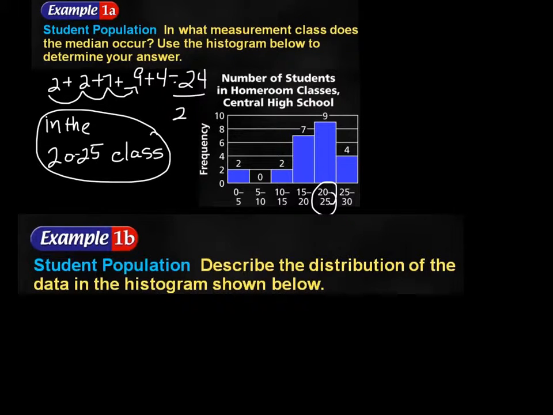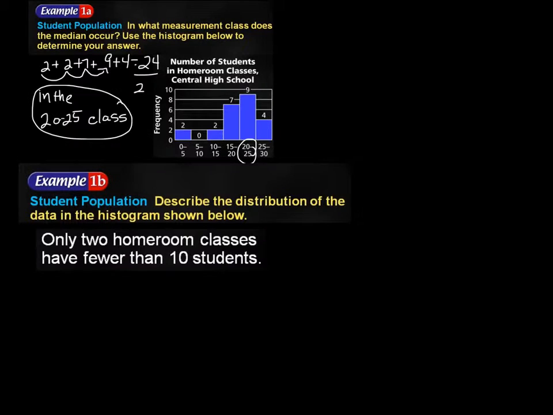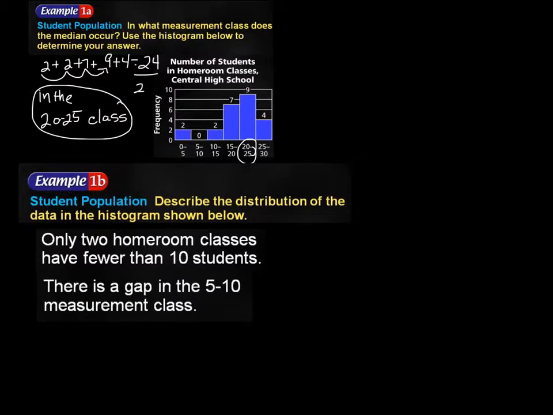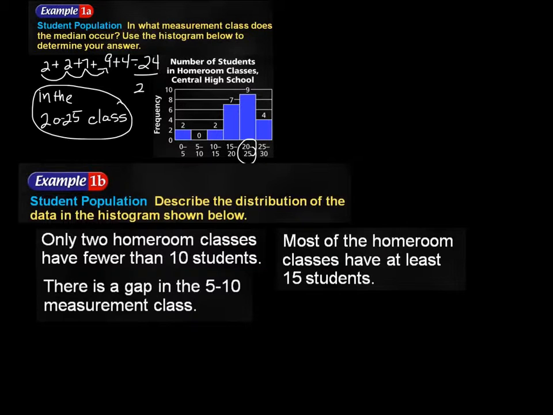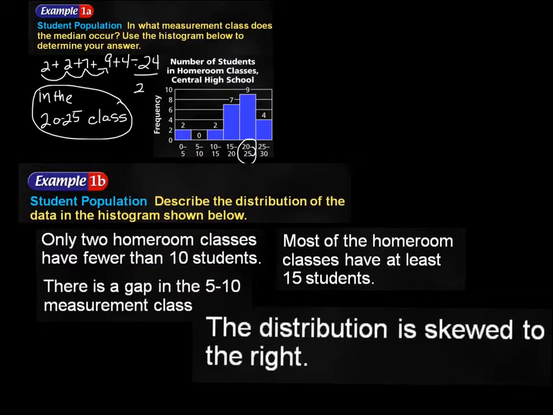Describe the distribution of the data in the histogram. Only 2 homeroom classes have fewer than 10 students. There's a gap in the 5 to 10 measurement class. Most of the homeroom classes have at least 15 students. And the most important one, the distribution is skewed to the left.